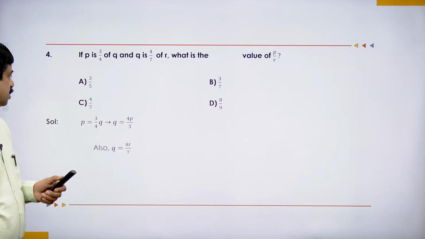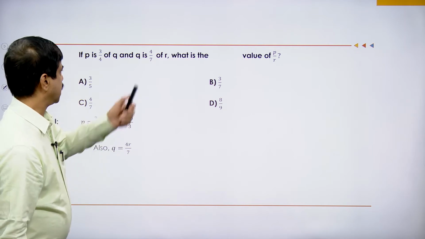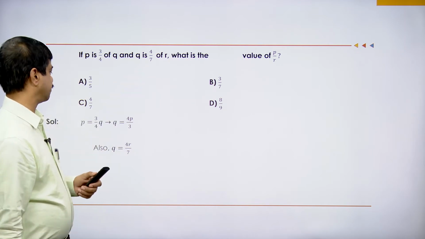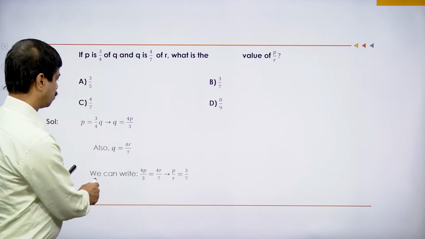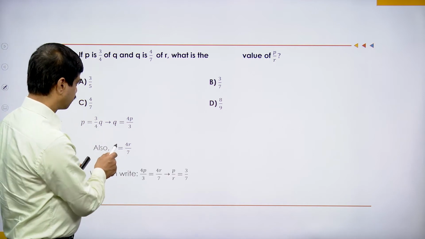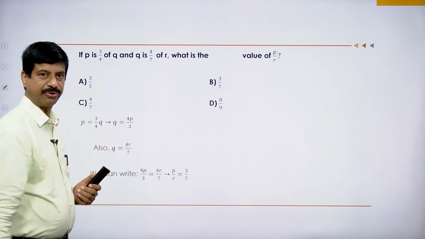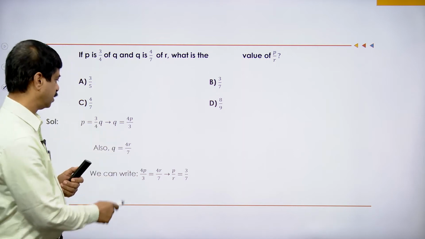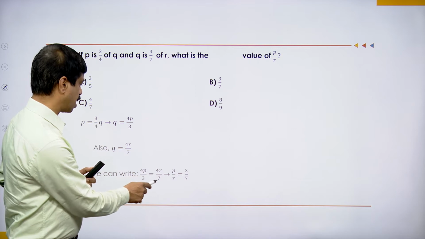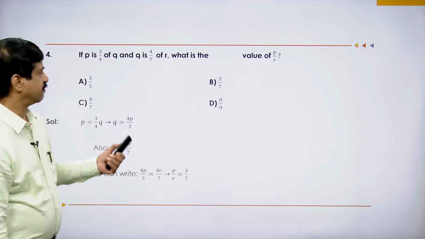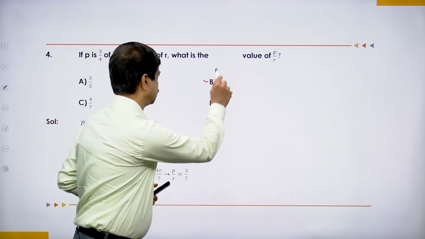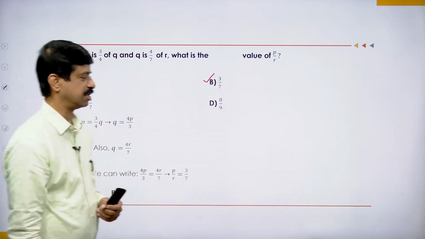Okay, the first equation is over. Now the second equation is Q is 4/7 of R. Now in place of Q, I'll write 4P by 3. So 4P by 3 equals 4R by 7. The 4 gets cancelled. P by R equals 3 by 7. So which option satisfies? Right, children? Please note it fast, quick.